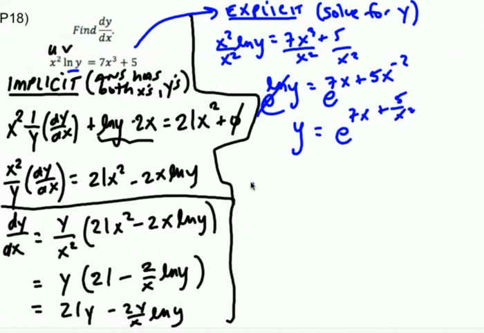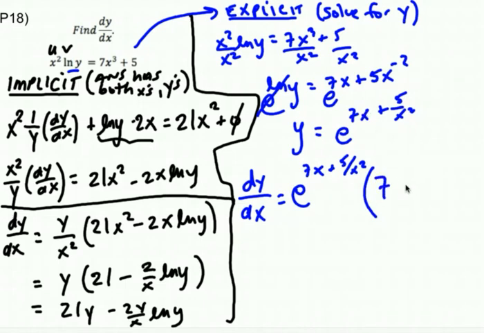Now when I differentiate, I get dy dx equals, well, the derivative of e to the stuff is e to the stuff, so it's still going to have this piece, 5 over x squared, times the derivative of the stuff, which would be a 7, derivative of 7x is 7, minus, this will become a minus 10x to the negative third, so minus 10 over x cubed. And that's fine, okay? So that's great.